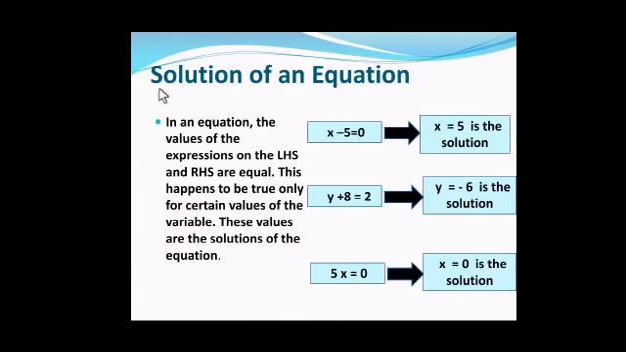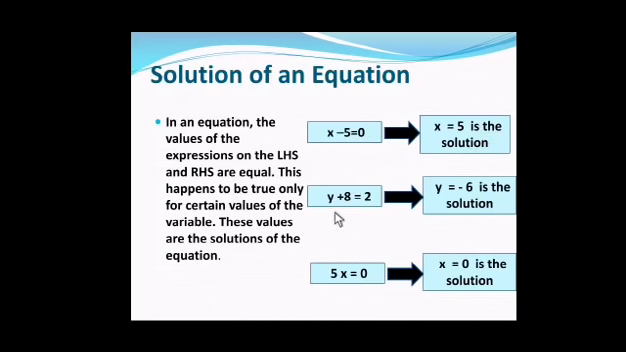Next topic is, what do you mean by solution of an equation? First, see this few examples. X minus 5 equals to 0. For what value of x, LHS will be equals to RHS? Is it 5? Because 5 minus 5 is 0. So, when you will place 5, it will become LHS equals to RHS. So, what is x equals to 5 called? X is equals to 5 is the solution of equation x minus 5 equals to 0.